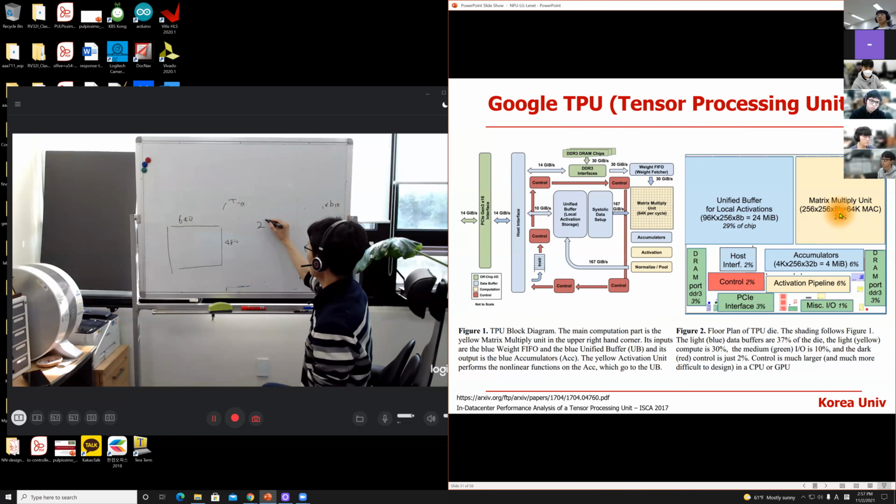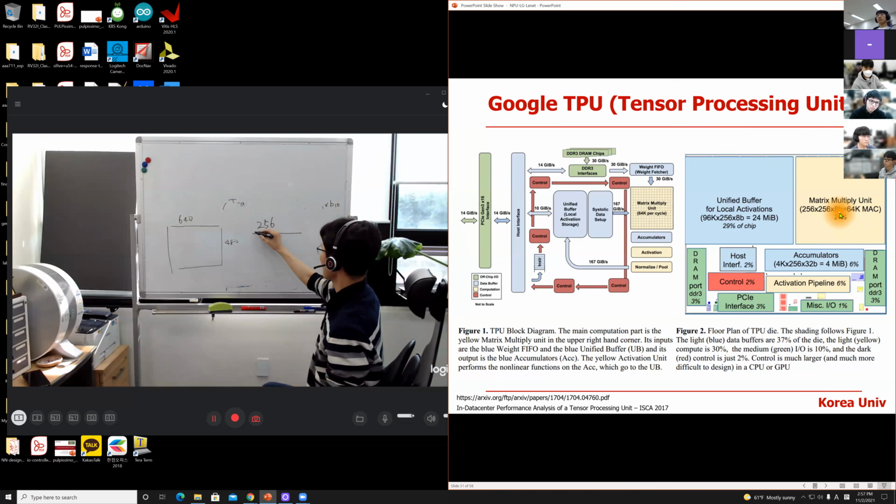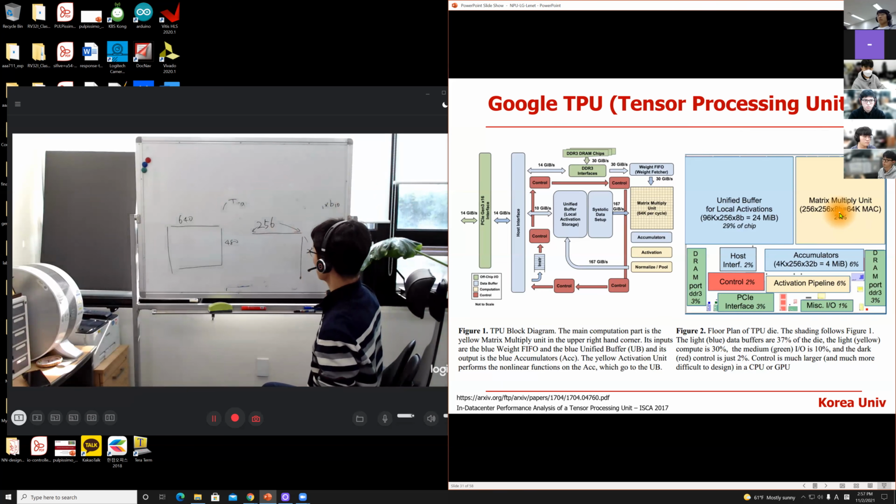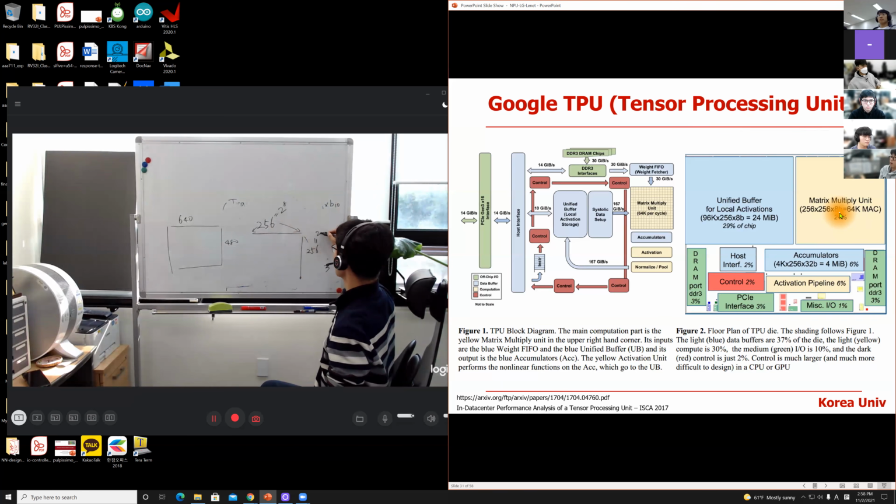I think 256. I'm not sure, but someone can present next time. 256 by 256, if it is implemented in a systolic array way, right? That is 2 to the power of 8, 2 to the power of 8, so 2 to the power of 16, which is 64K, right?